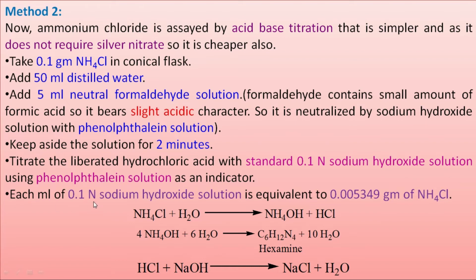Factor: each ml of 0.1 normal sodium hydroxide solution is equivalent to 0.005349 gram of ammonium chloride. Reaction for this assay: ammonium chloride reacts with water, ammonium hydroxide will be formed and hydrochloric acid will be liberated. 4 moles of ammonium hydroxide will react with 6 moles of water, so that hexamine will be formed. Formula is C6H12N4, with the liberation of 10 moles of water. This hydrochloric acid will react with the sodium hydroxide that we have added, so that sodium chloride and water will be formed.